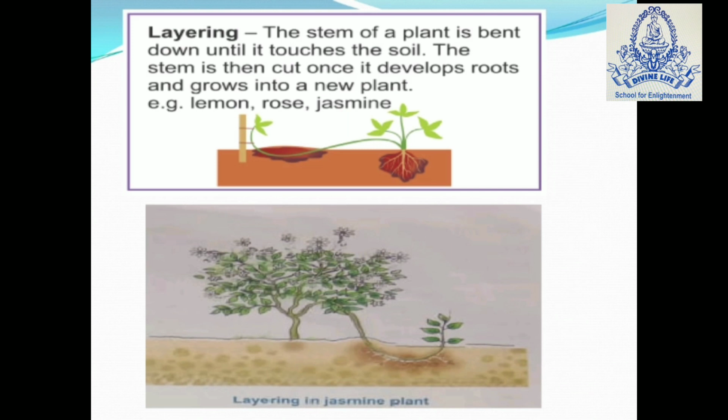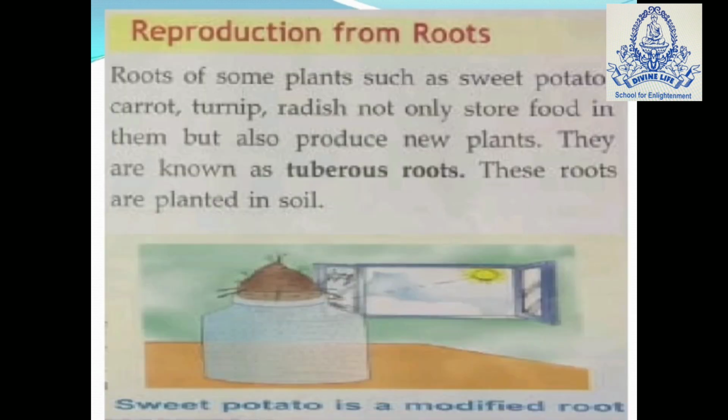If the lower branch of the stem is bent so that a part of the stem is buried under the soil, this process is called layering. The growing tip remains above the soil surface. After some time, roots grow from the part of the stem which is buried under the soil. And after that, it is planted as a new independent plant.